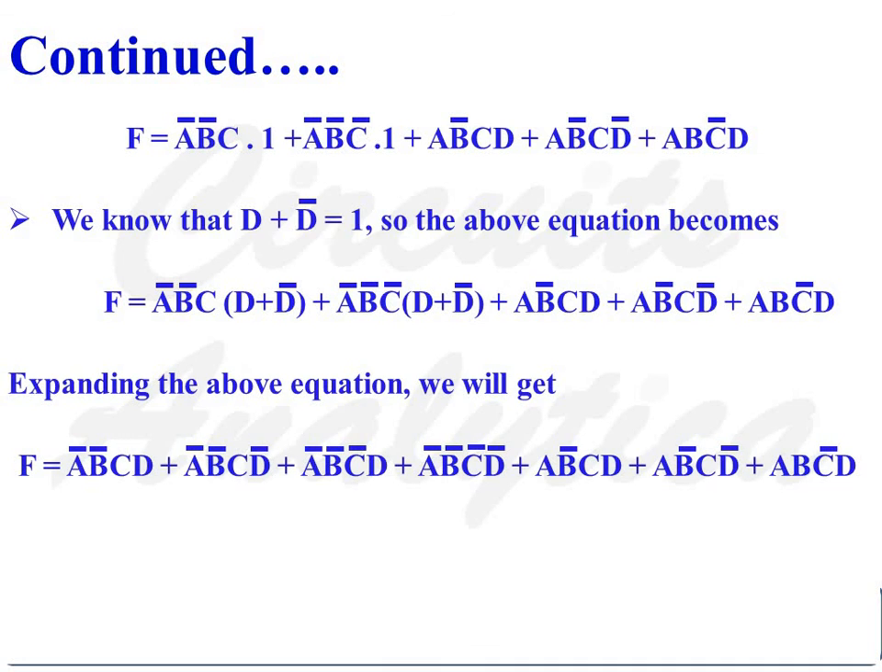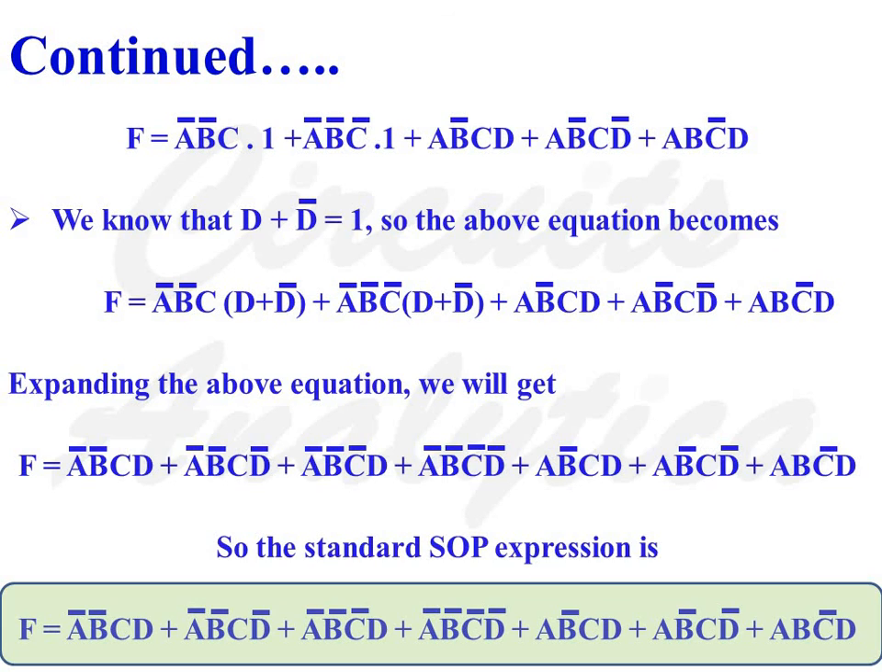Opening the brackets, we will get f is equal to A bar B bar C D plus A bar B bar C D bar plus A bar B bar C bar D plus A bar B bar C bar D bar plus A B bar C D plus A B bar C D bar plus A B C bar D. So the standard SOP expression is f is equal to A bar B bar C D plus A bar B bar C D bar plus A bar B bar C bar D plus A bar B bar C bar D bar plus A B bar C D plus A B bar C D bar plus A B C bar D.